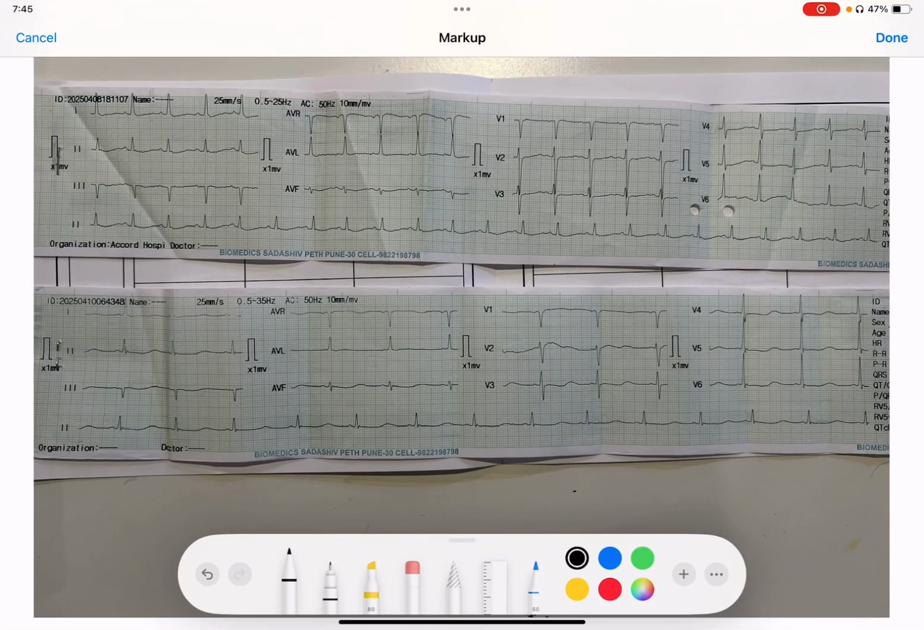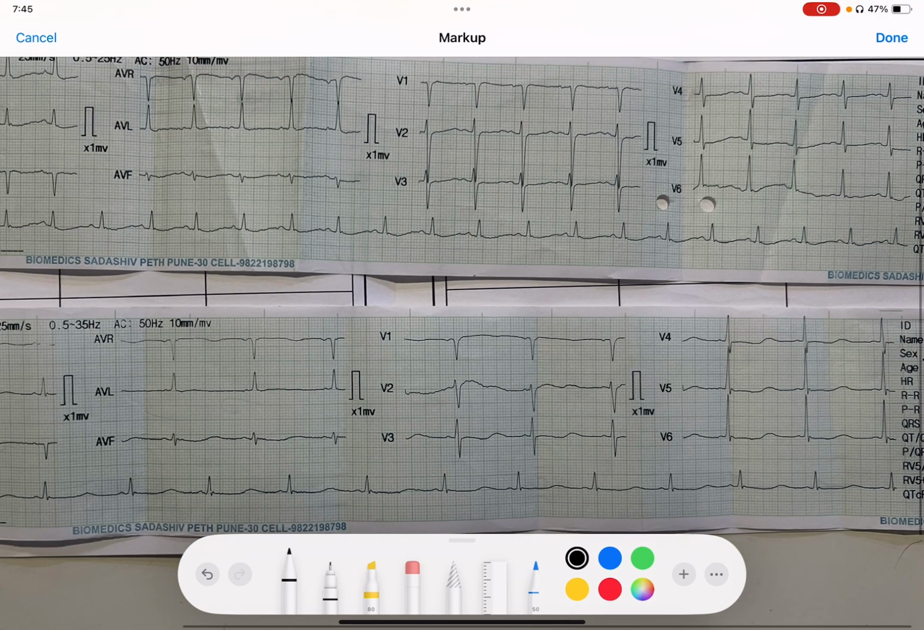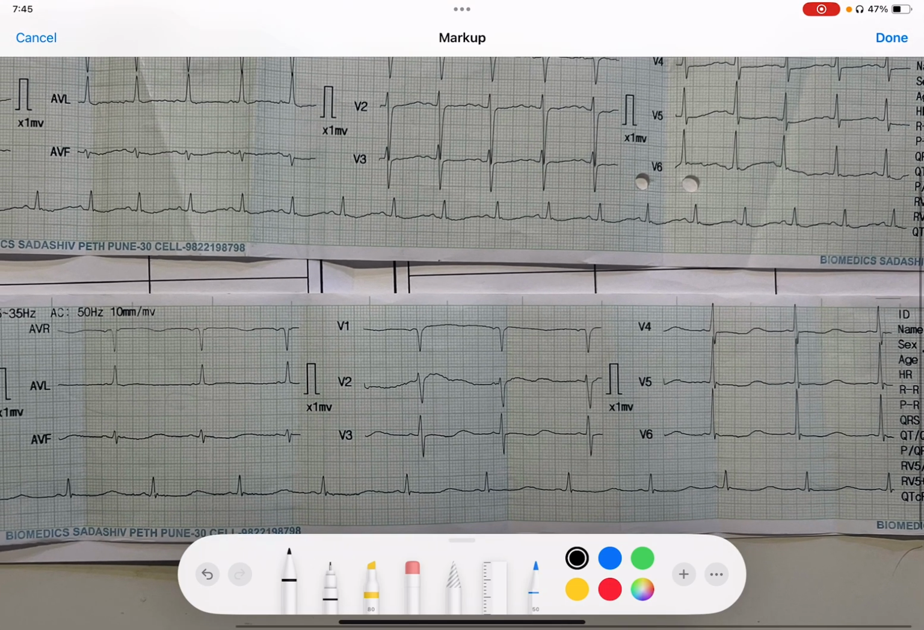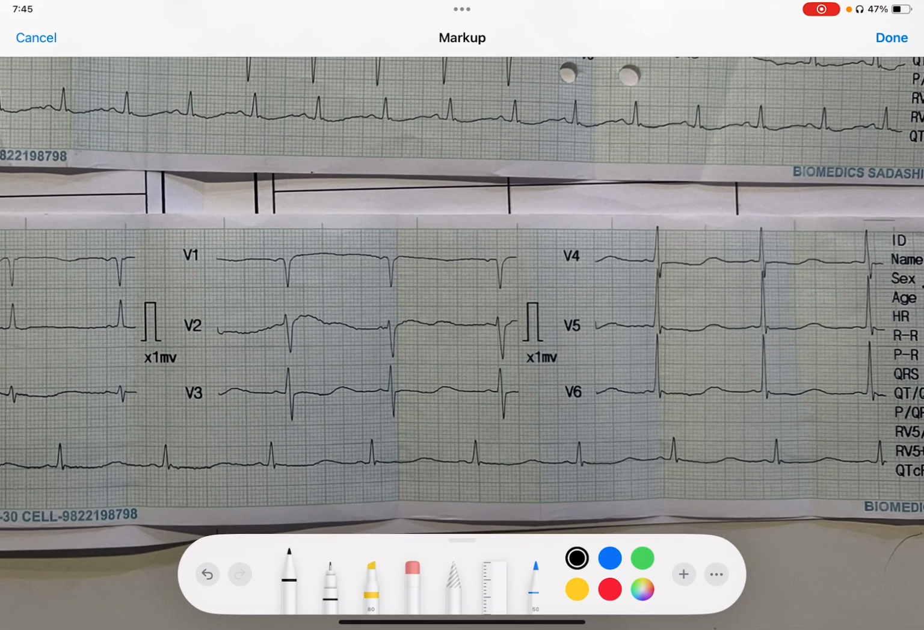Now this is a very interesting ECG. If you can, simply pause the video and try to find out where the problem is, that would be great. So we'll begin with zooming out, zooming in on the ECG. What we can see here looks pretty interesting.